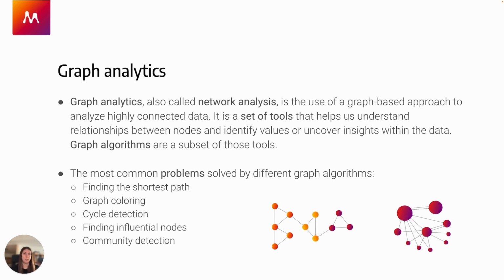The most common problems that are being solved with different graph algorithms are finding the shortest path, graph coloring, cycle detection, finding influential nodes, community detection, and so on. Maybe this is something you are not familiar with, maybe it is, but these are certainly the most popular problems inside graph analytics. They can pinpoint something that is specific to your data set, but you have to think about your data set in more detail to discover which problem you actually have and how you are going to solve it. So let me speak a bit more about certain graph algorithms.